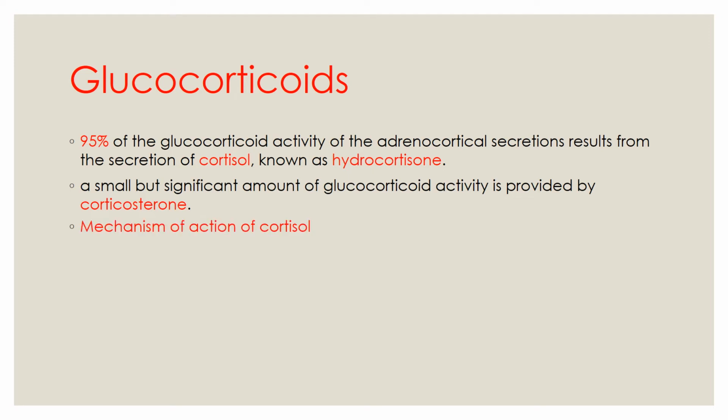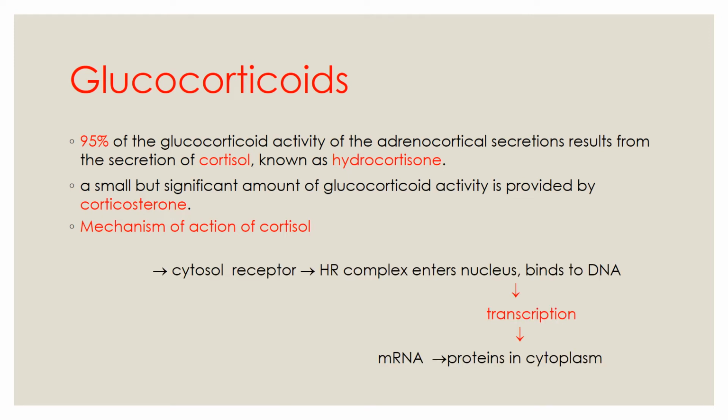What is the mechanism of action of cortisol? As we said, cortisol is also a steroid, so the receptor will be found in the cytoplasm. It will combine with this cytosol receptor to form the hormone receptor complex, which will go into the nucleus and bind to specific areas in the DNA and induce transcription of some of those areas, which will result in formation of new messenger RNA and new proteins in the cytoplasm, which will cause the effect of glucocorticoids.